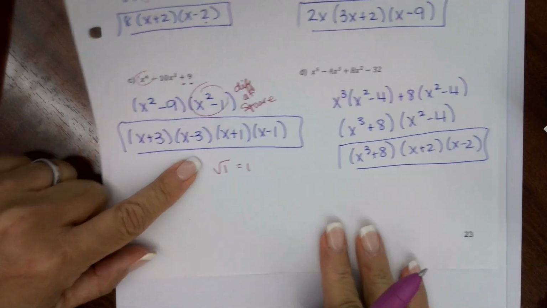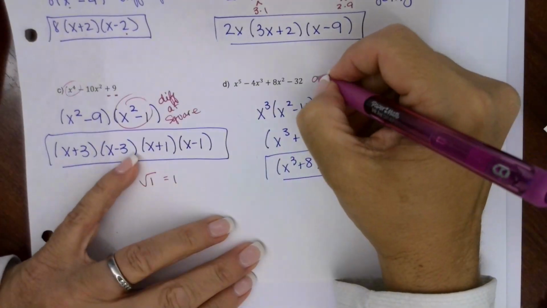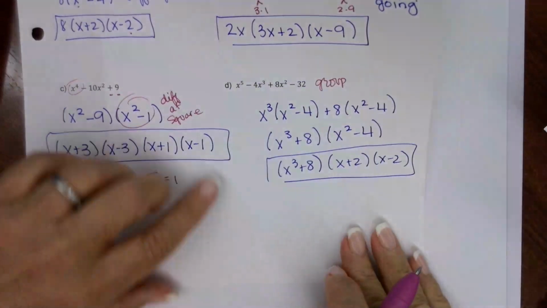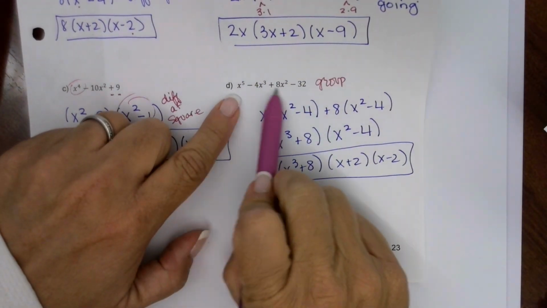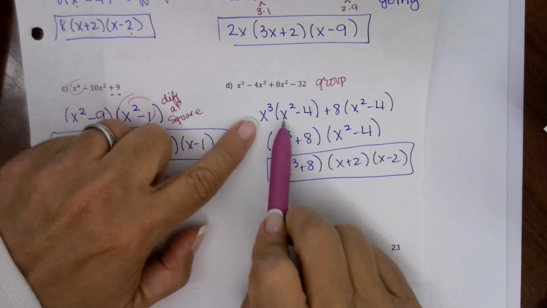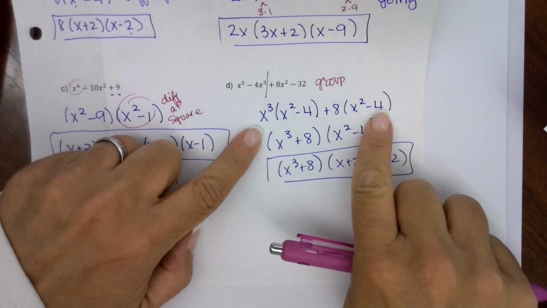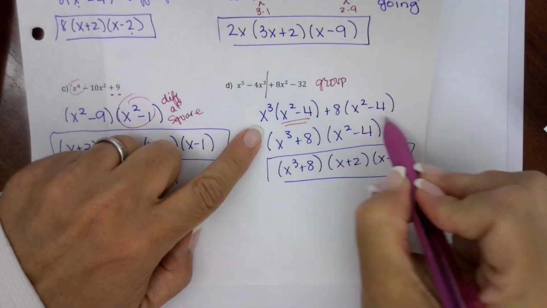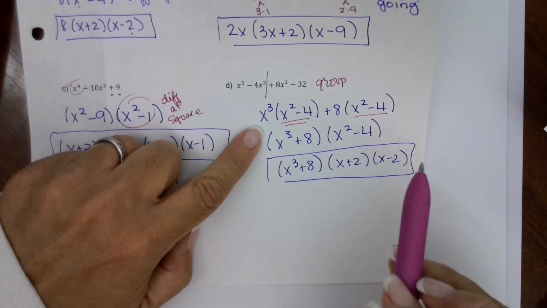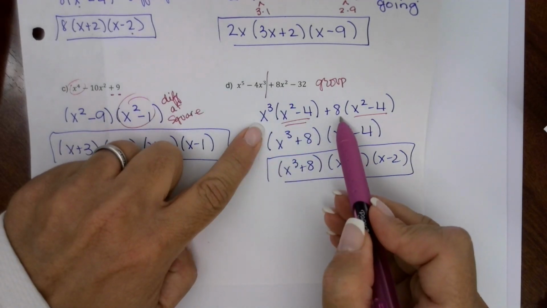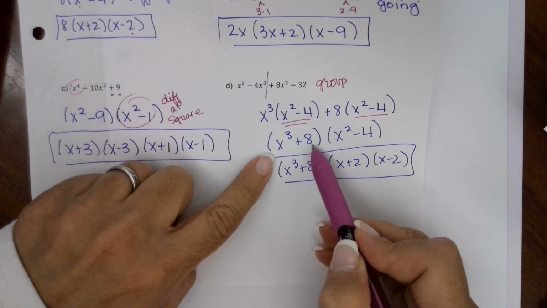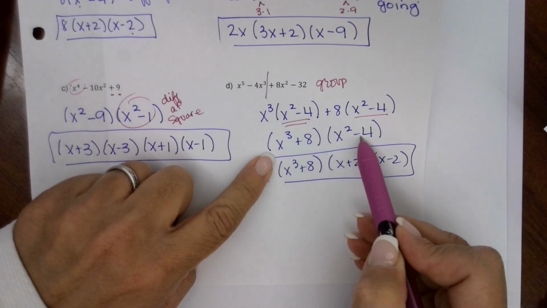Okay? Now, with this last one, I have 4 terms, so I have to do grouping. So it's already written in standard form. So I pull my GCF out of the first half, and then I pull it out of the second half. I see my common term here is x squared minus 4, which is great. So I have x cubed plus 3, which is this, and then I have x squared minus 4.